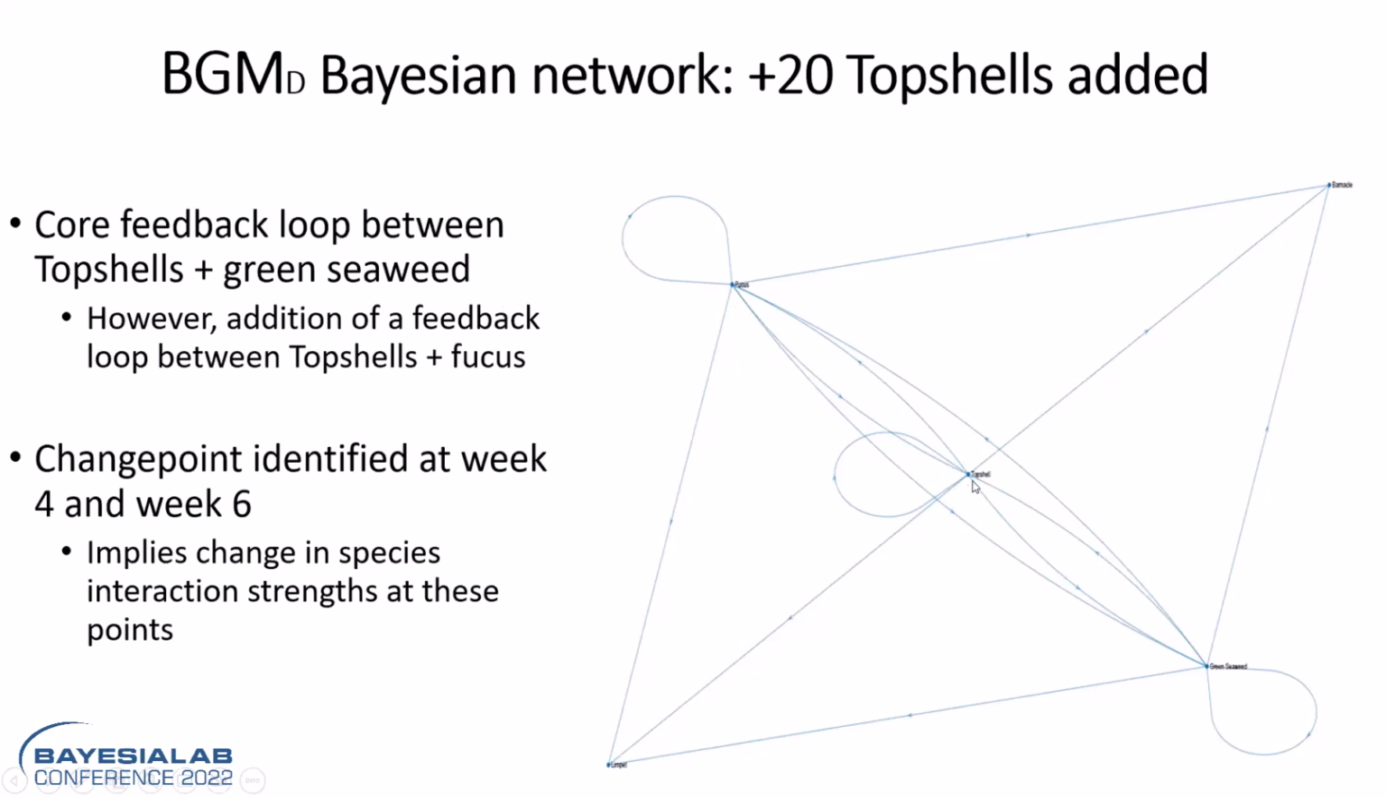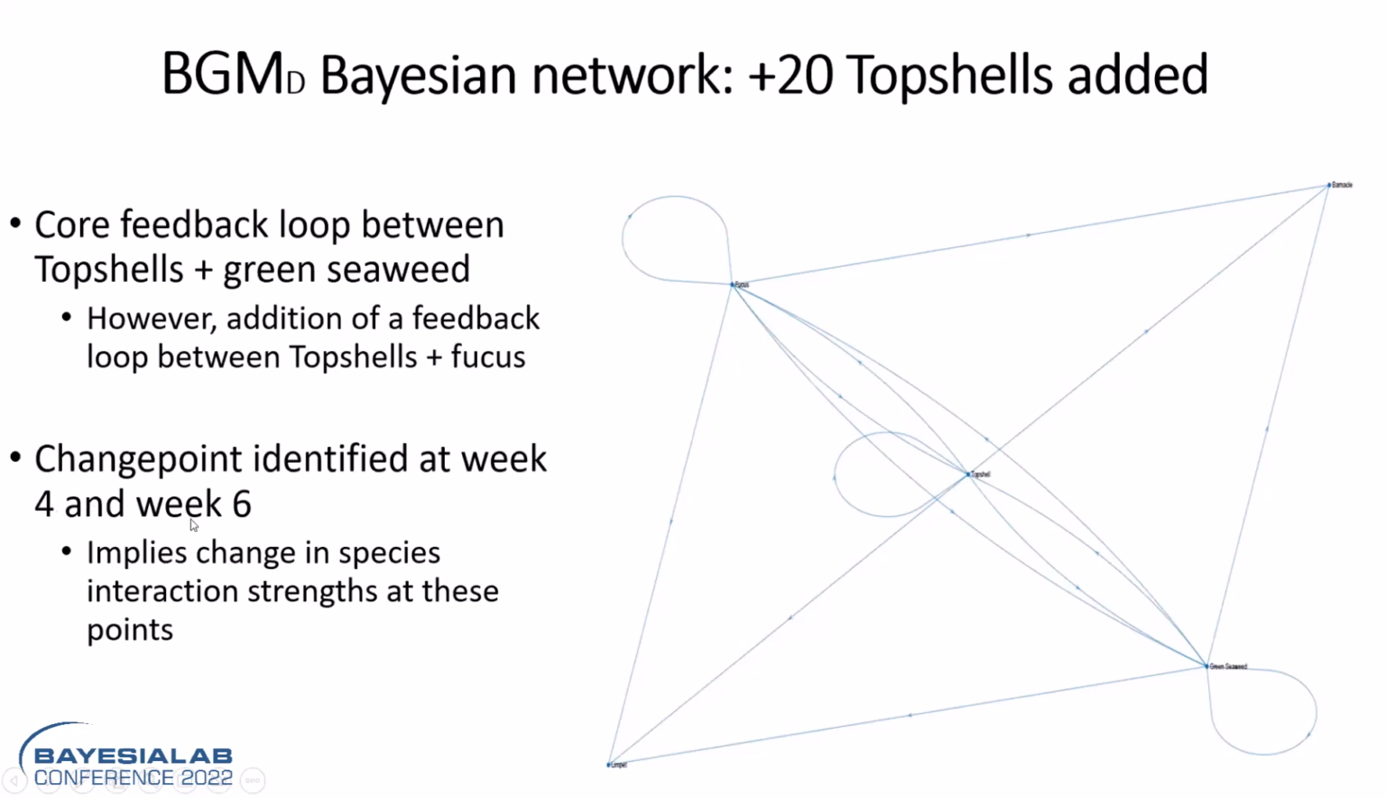What we're thinking is happening here is that once you significantly increase the grazing pressure, over time you have a huge reduction of green seaweed on the boulders, which gives space for fucus to establish, hence these extra feedback loops. And when you compare that back to the original control network, you can clearly see how it's a lot more complicated right now. And here we identified 2 change points on week 4 and week 6.